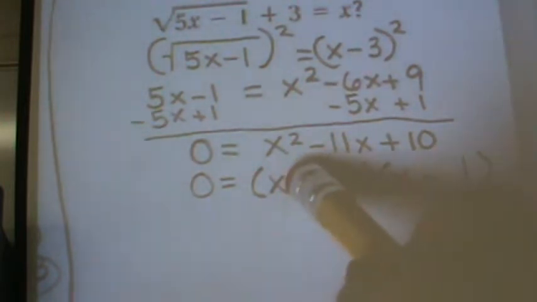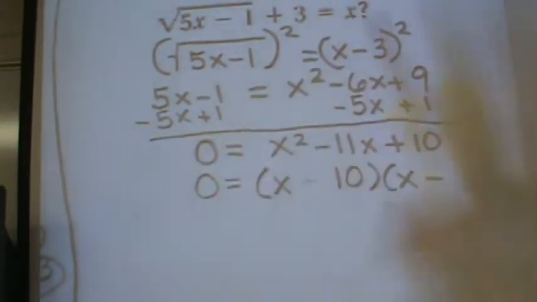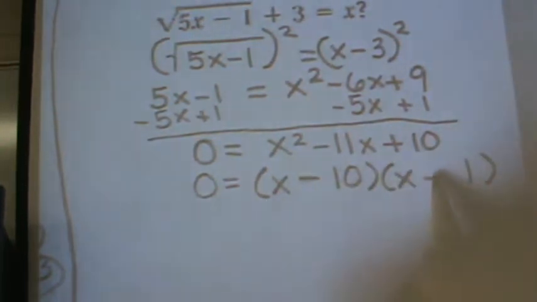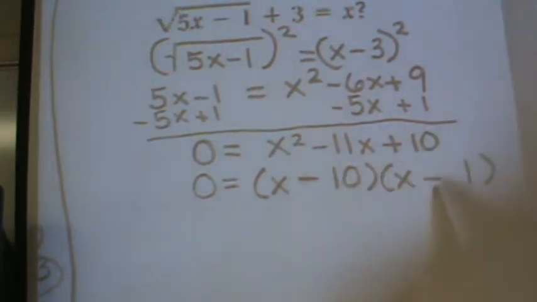Negative 10, positive? Yeah. Okay. No, it's a negative. Negative, negative. Why are we agreeing that it's both negatives? Because 2 negatives equal a positive. 2 negatives multiply to give you a positive, and these two add to be negative 11.